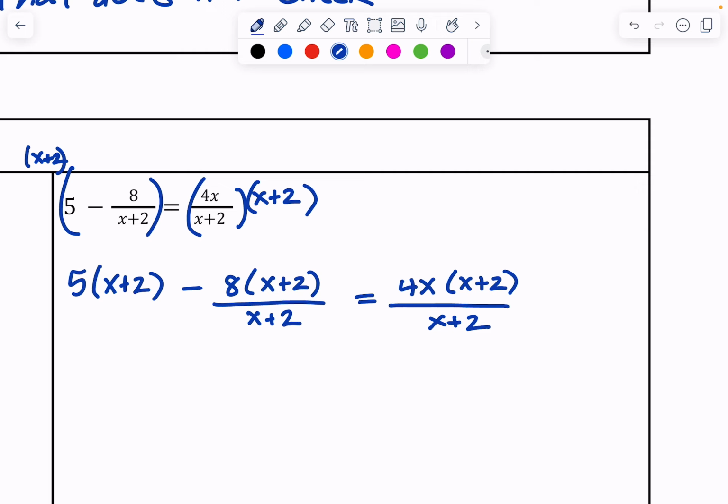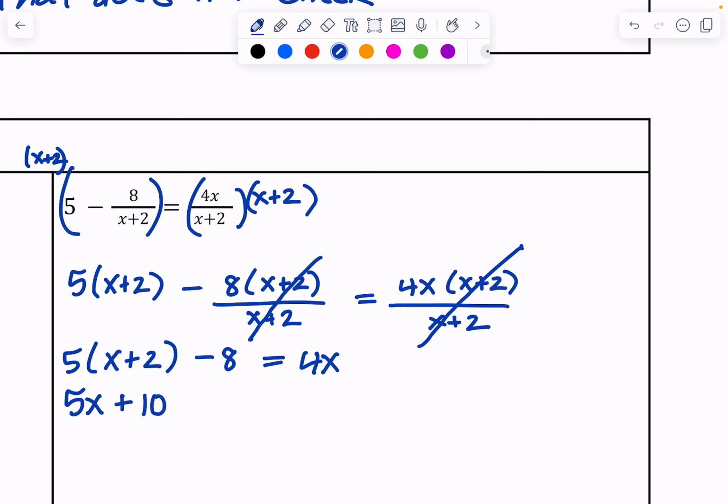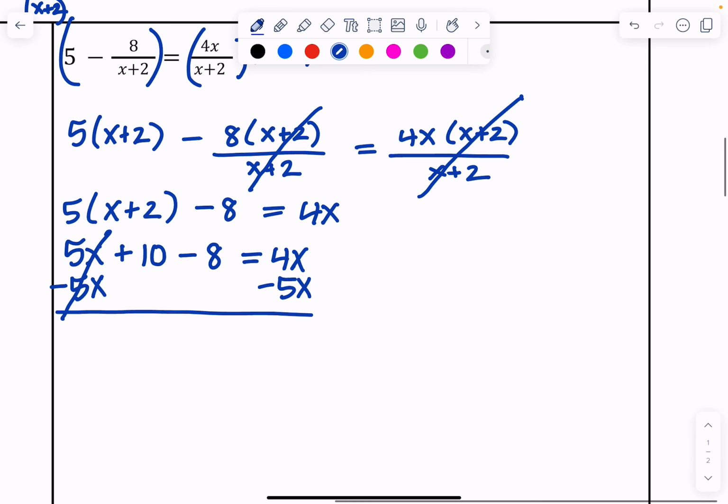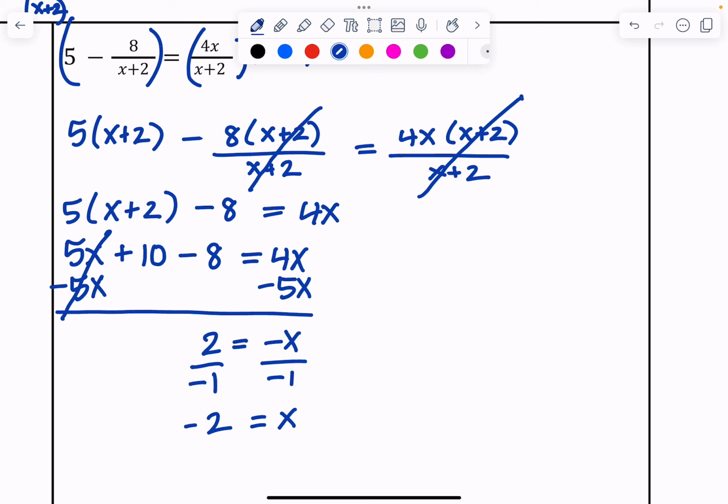When we simplify, we get 5 times x plus 2 minus 8, because these cancel, equals 4x, because these cancel. When we solve, we get 5x plus 10 minus 8 is equal to 4x. I'm going to subtract 5x and combine like terms. So I get 2 is equal to negative x. And when I divide, I get x equals negative 2.